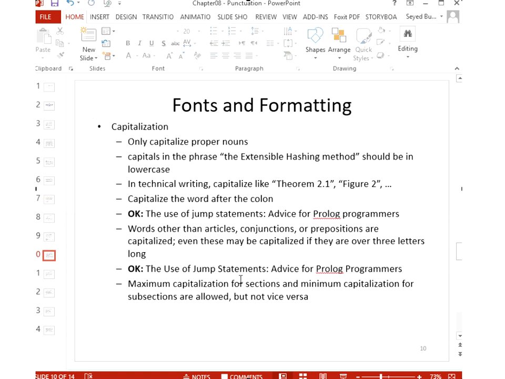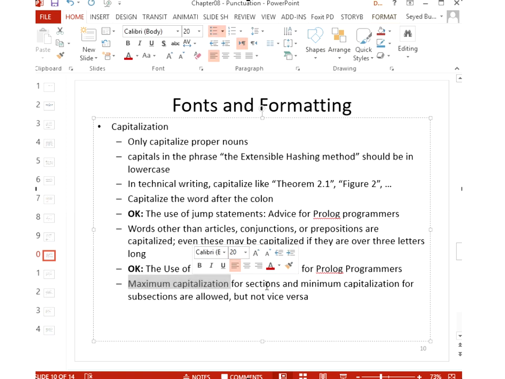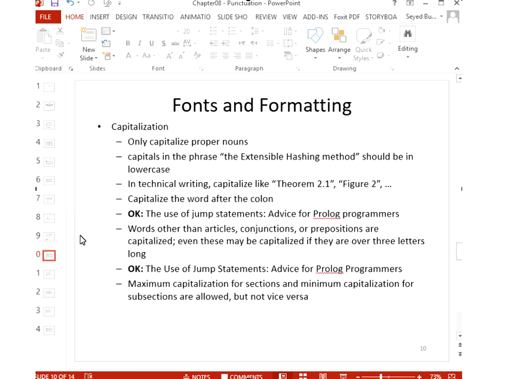You can use capitalization. For sections, you can use maximum capitalization. For subsections, reduce the capitalization, and so on. Okay? Don't do the opposite, like a subsection being all capital and the main section not. Okay? Don't do the opposite.